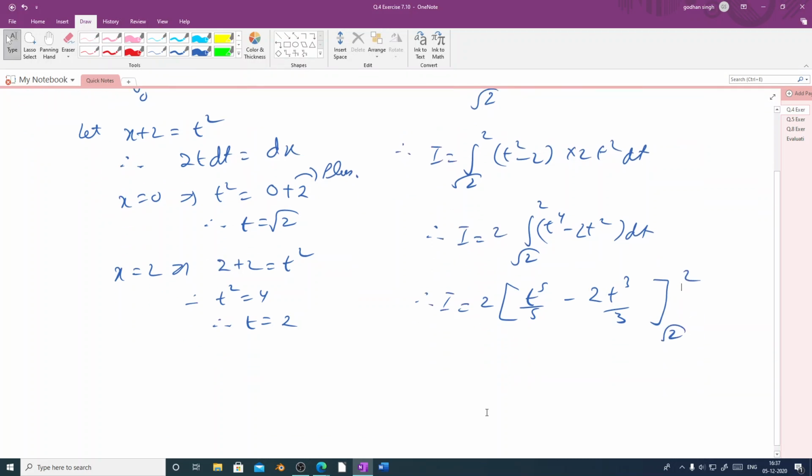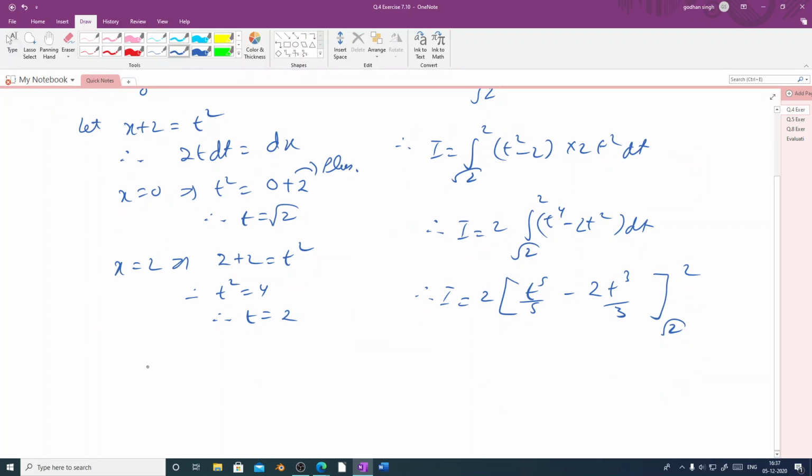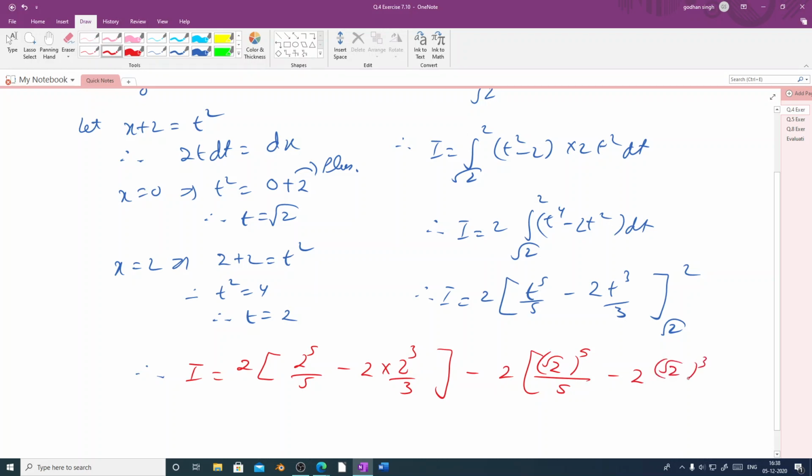Now we'll put the values and see what answer we are going to get. Therefore I equal to, first putting the upper limit, 2 multiplied by 2 raised to 5 over 5 minus 2 into 2 cube over 3, minus, this time taking t as root 2, root 2 raised to 5 over 5 minus 2 root 2 cube by 3, and now we'll simplify this.